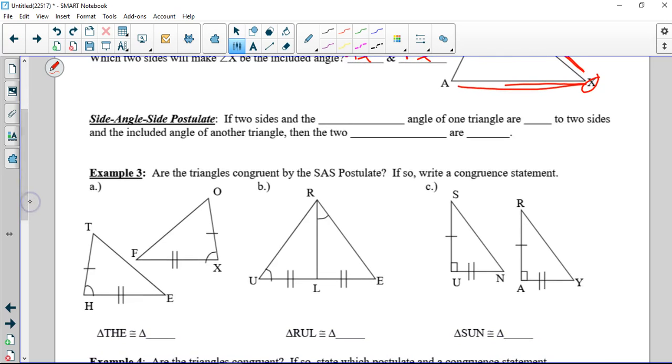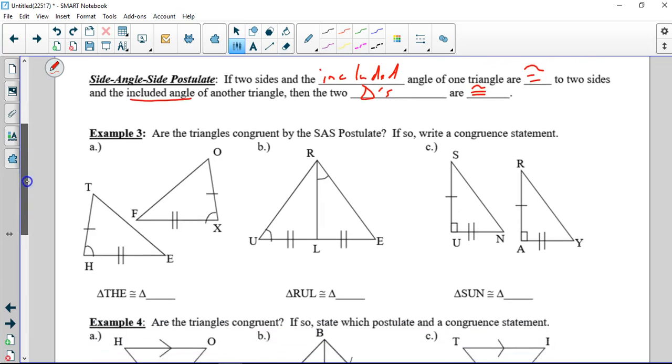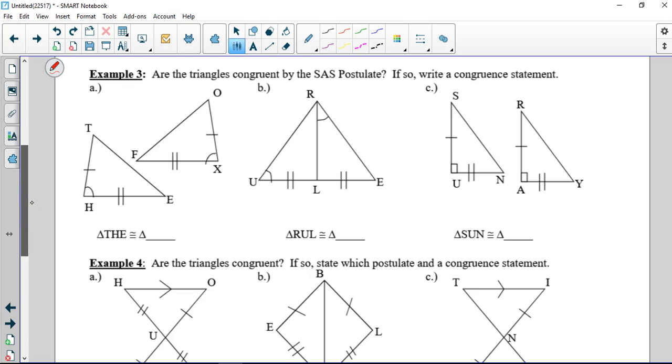Side, angle, side. If two sides and the included angle, the one in between them, of one triangle are congruent to two sides and the included angle of another triangle, then the two triangles are congruent. So, are they congruent by SAS? Well, we have one hash mark here, we have the two hash mark there, and this angle here is in between them. It's formed by this line and this line, and this angle is formed by these two lines. So yes, we do have enough for SAS.